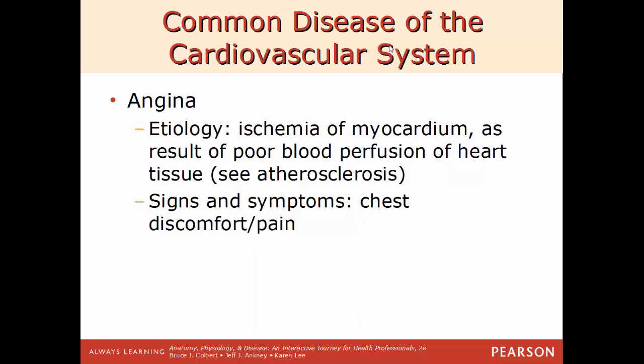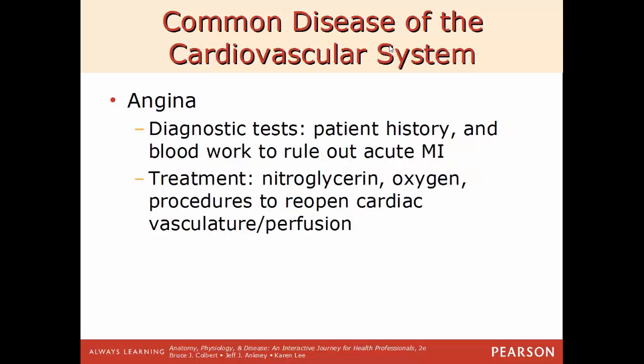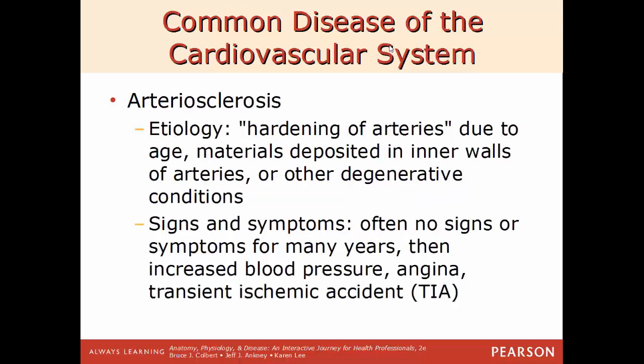Angina, etiology is the ischemia of the myocardium due to poor blood flow or blood perfusion of the heart and tissue. And some signs and symptoms: chest pain, chest discomfort. Diagnostic test: patient history, blood work to rule out an acute heart attack or acute MI. Treatments include oxygen or nitroglycerin, procedures that would reopen the cardiac vessels, such as perfusion.